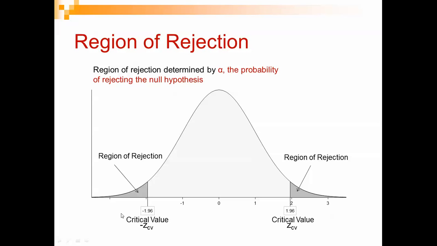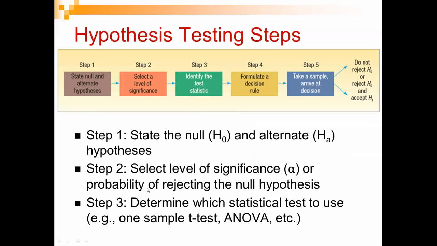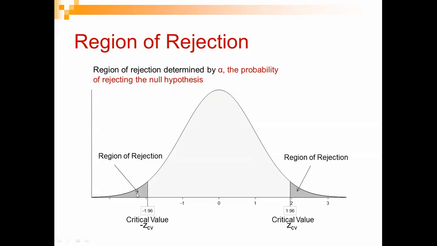If the test statistic, or the z-test or the t-test, falls into one of these two rejection regions over here, sorry about that, over here or over here, then we reject the null and we assume something's going on. And let's take a look at the steps in testing a hypothesis.